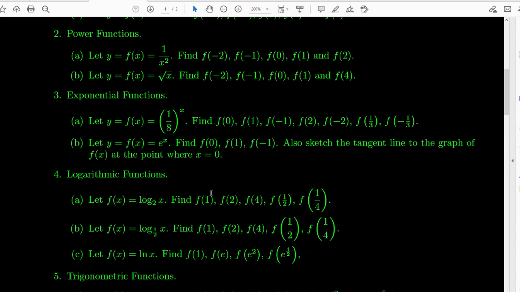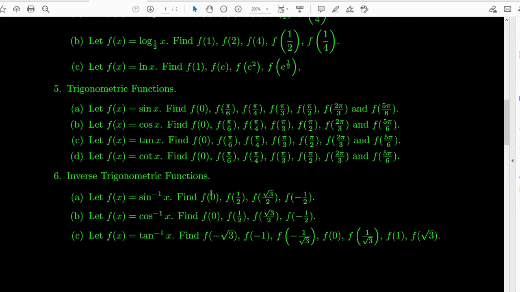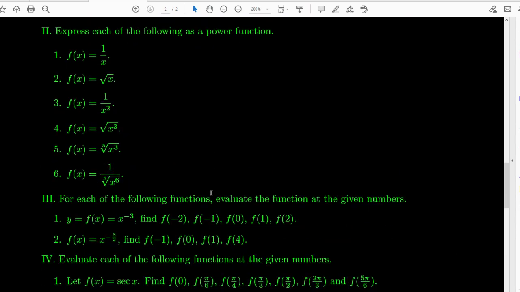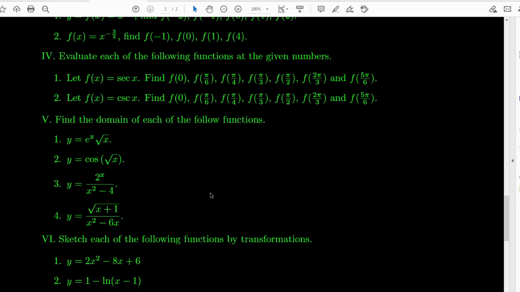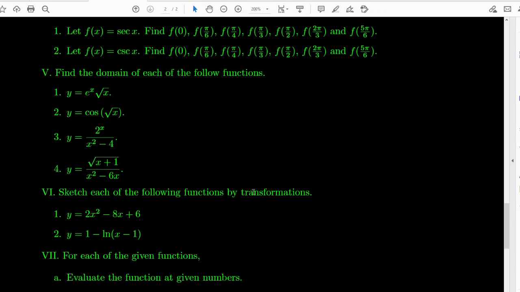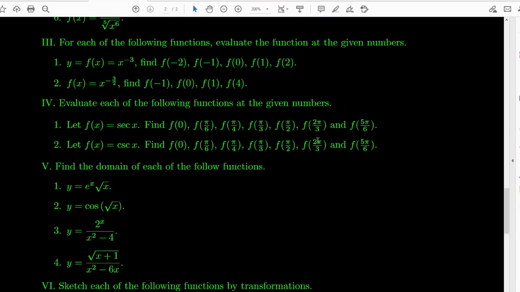And then after this, we are going to learn how to build the functions we need. By building, we are going to perform some operations like addition, subtraction, multiplication, division, of course. And more importantly, composition. Using these operations, we can build all the functions we need in this course.